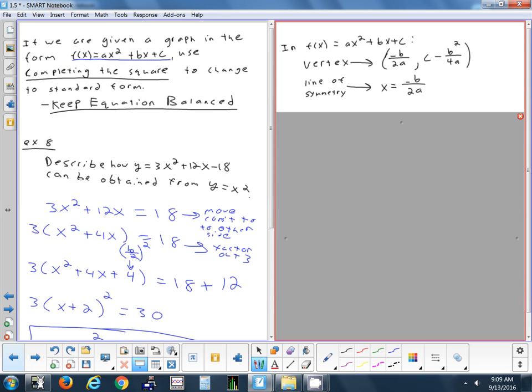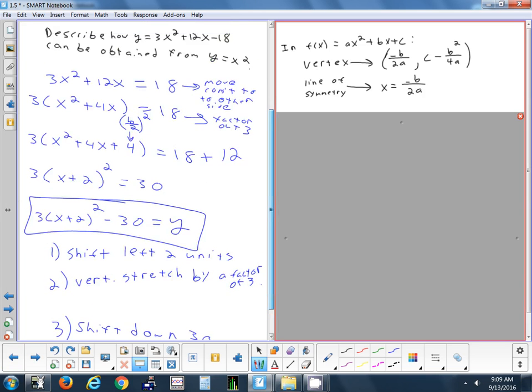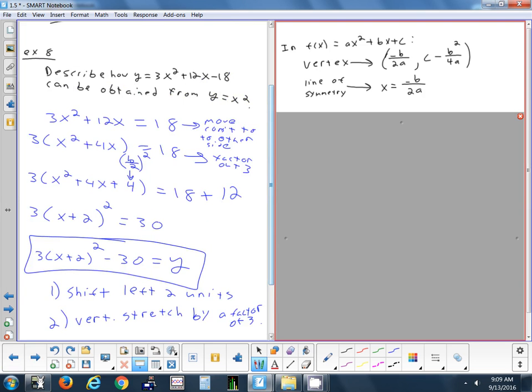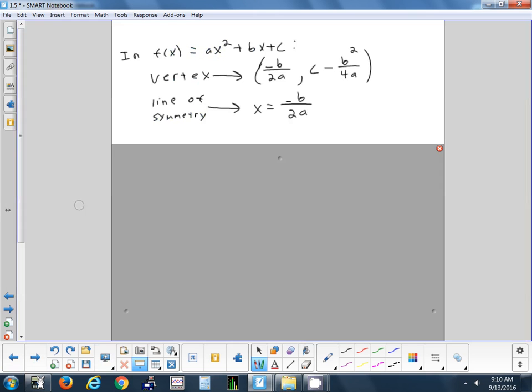All right, now, if they didn't want to know the transformations, let's say all they wanted to know is, what's the vertex of this graph? Well, I know the vertex now is (-2, -30). It went from the origin, it went left 2, and it went down 30. But if that's all they wanted to know, I actually have a formula. I can figure out the vertex without completing the square. We don't use these two formulas a lot, but they're there if you want to try them.